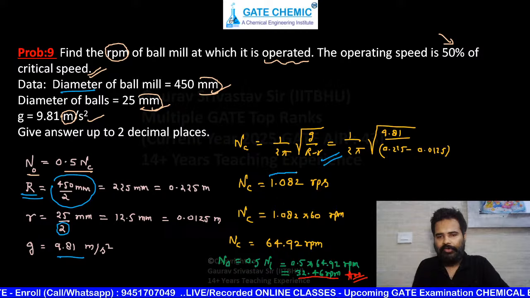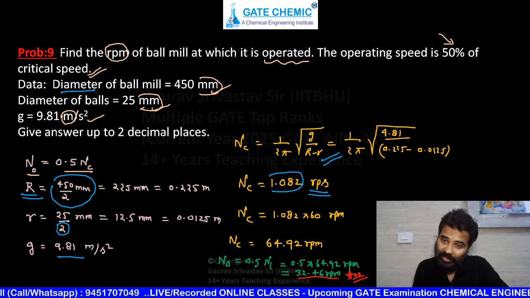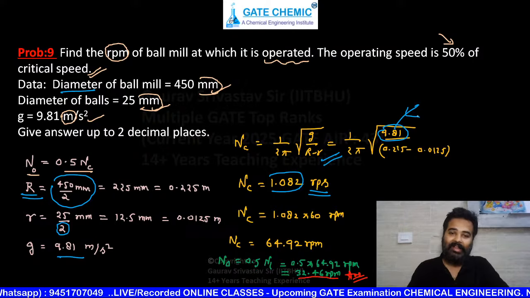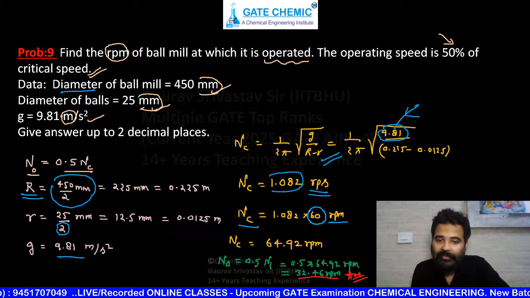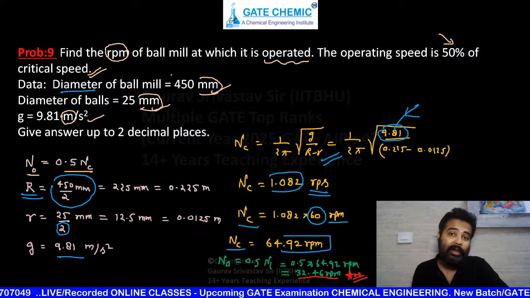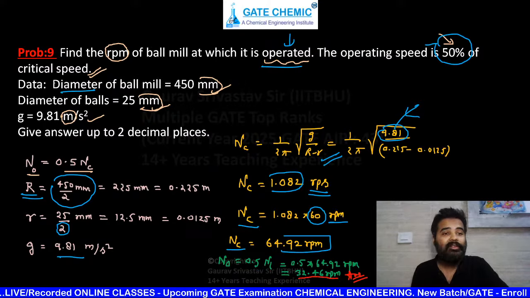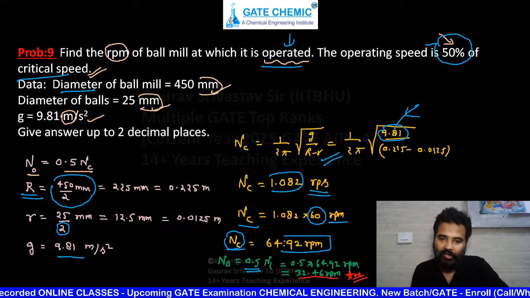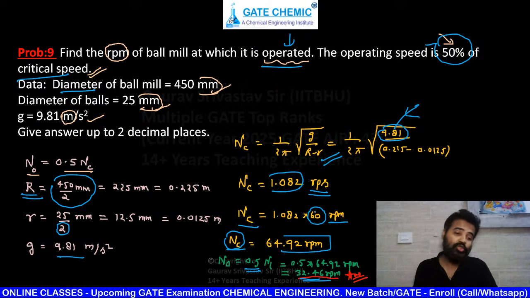After calculation we got this value. And this is not RPM, this is RPS. Why RPS? Because we used this 9.81, and this 9.81 is meter per second square. So what is the NC? In RPM we have to multiply with 60. So this is critical speed in RPM. And now we have to calculate operating speed, and operating speed is 50% of critical. So now multiply with 50%, that means 0.5 of this NC. So half, that means 32.46 is the right answer. Is it crystal clear? Is this numerical okay to all of you, beta?